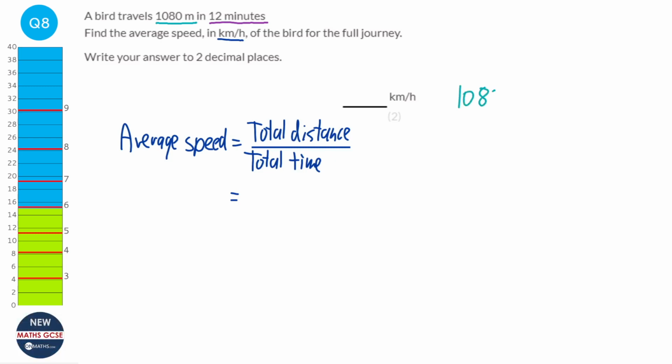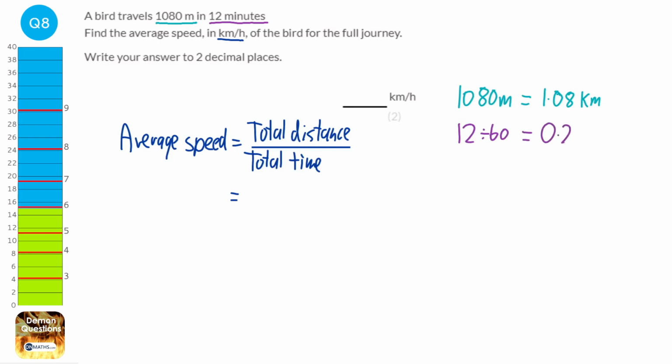So 1080 meters is going to be 1.08 kilometers, because there are 1,000 meters in a kilometer. So all we need to do is just divide the meters by 1,000. Minutes are a little bit trickier. To get from minutes to hours, all we need to do is divide by 60. And so when you divide that by 60, you get 0.2 hours.